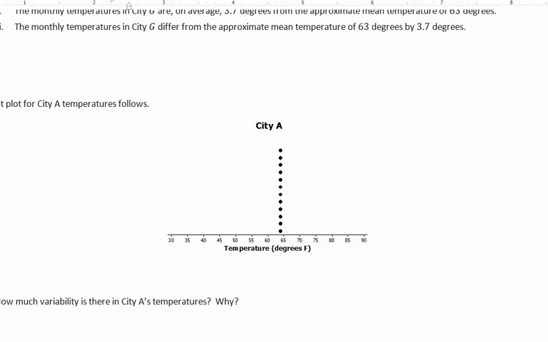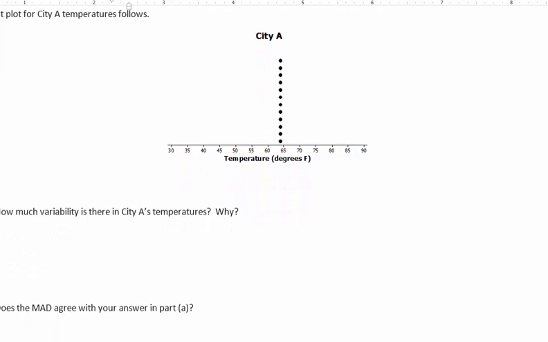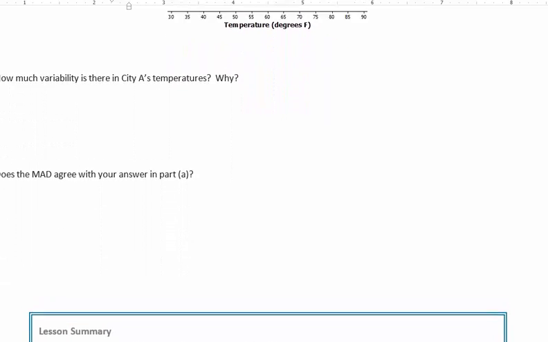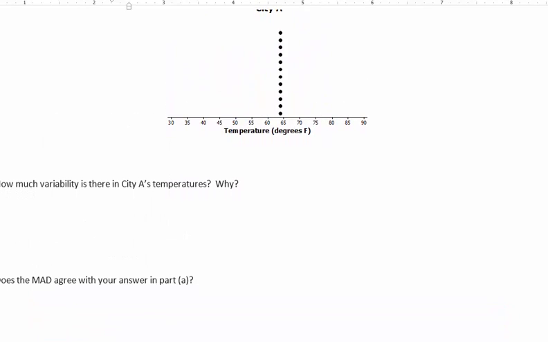All right, here we go. Here's my next one. The dot plot for city A temperature follows. How much variability is there in A's temperature and why? Well, I don't even have to do any math because I'm looking at this keyword, variability. How much variability do I see? Well, I should notice right away that I see 0. And why is that? Well, variability means what? Variability means change. So there is 0 variability.